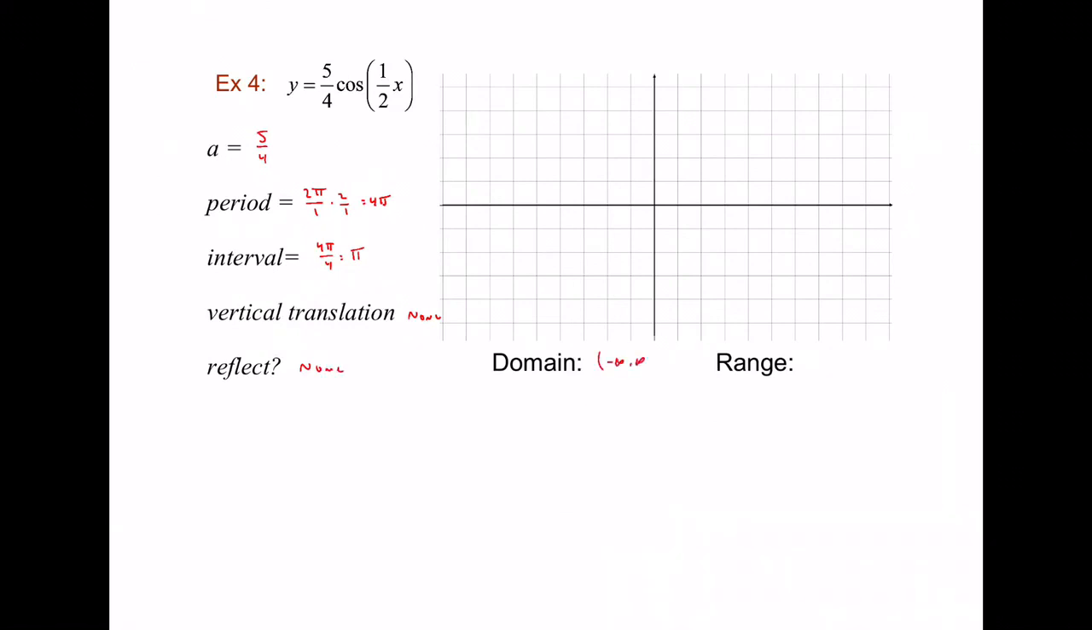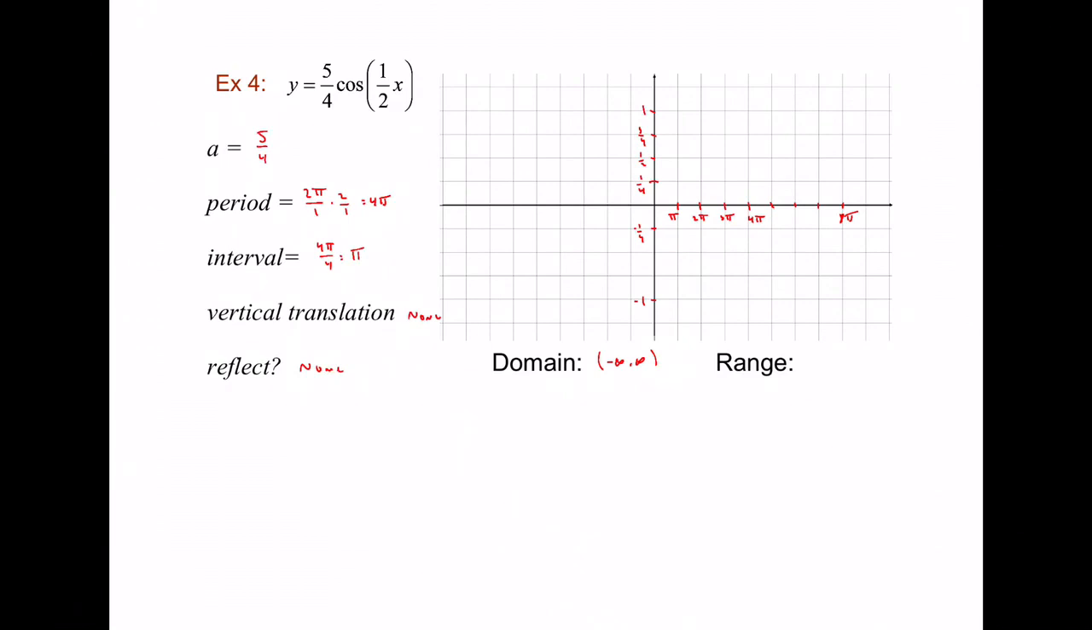Domain we know is all real numbers, and then we'll go ahead and mark off our graph. Since our amplitude is 5/4, I'm going to make sure my y-axis goes up by 4 so I can get a nice accurate graph. All right, I have my graph all marked off. There is no shift up or down. So my amplitude is 5/4.